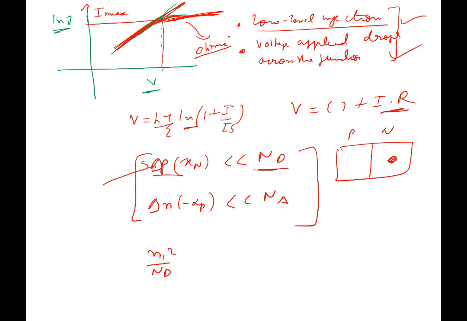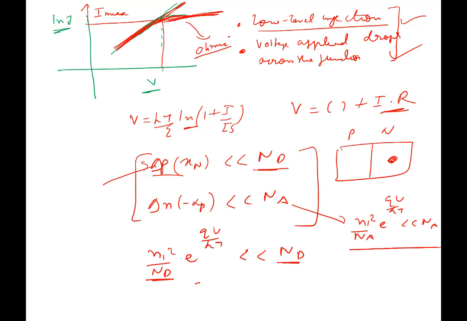Let's neglect the one part there, e to the power qv over kt. We are saying this is much, much less than Nd. So effectively you are saying much, much less than Nd. And the other one is telling you Ni square over Na e to the power qv over kt is much, much less than Na. So on which side is this condition likely to get violated first?